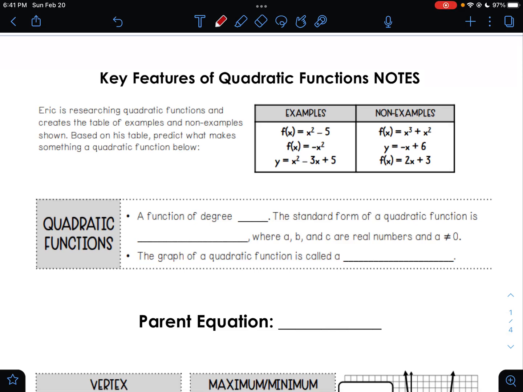Rangers. This video is going to be over key features of quadratic functions. This should be a review for us. So first off, we're going to start with the top. Eric is researching quadratic functions and creates a table of examples and non-examples shown. Based on his table, predict what makes something a quadratic function.